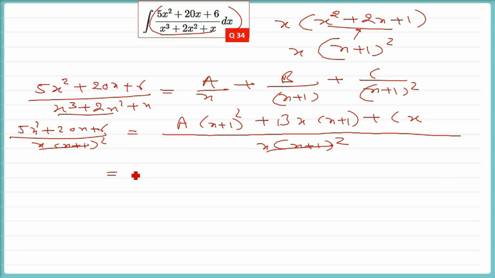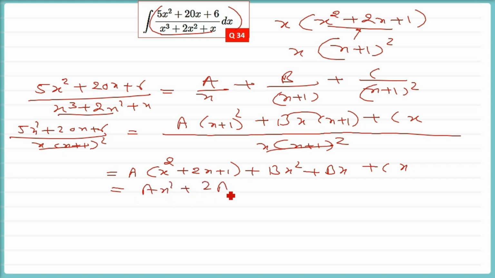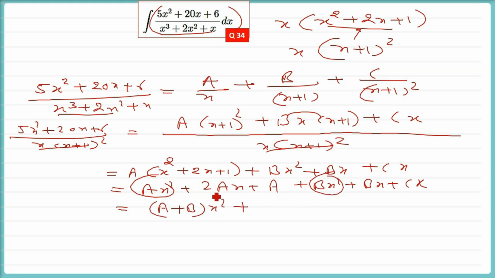It means that a(x plus 1) whole square is, we have already seen that x square plus 2x plus 1 is (x plus 1) whole square, so write it like this. bx into (x plus 1) will be x square plus x, so bx square plus bx will come. Then we have cx. So multiply this: ax square plus 2ax plus a plus bx square plus bx plus cx. Now combine the similar terms, that is, with a similar order. So a plus b with x square. Then take the term with x.